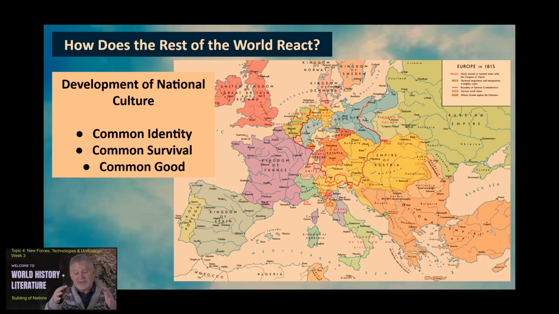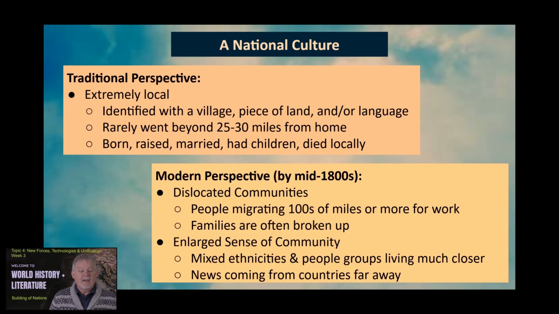But if you're looking at those areas like in the German Confederacy, all of those individual duchies and kingdoms, you look at Italy, there's not a sense of a common identity. These commonalities are not there. So let's take a look for a minute at what this national culture is. How do you develop it? What is it all about?